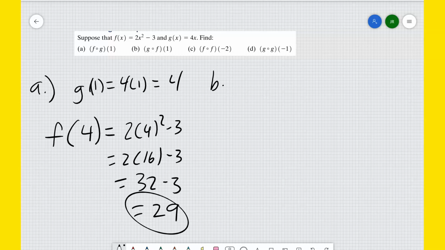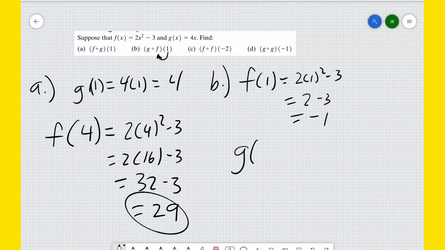All right, part B, g of f of 1. That means I'm first plugging the 1 into the f function, not into the g function. So the 1 first goes into f, then that result goes into g. So I got to do f of 1 first, which is going to be 2 times 1 squared minus 3, which is 2 minus 3, which is negative 1.